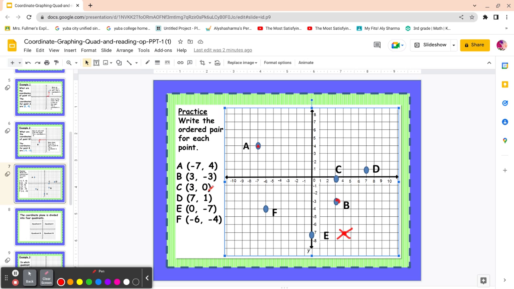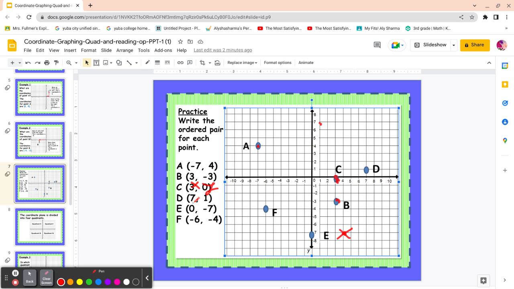3 and 0. Now that is kind of a different one, but you're going to look for it on the x-axis because the x is here. X is the first one. Y is the second number. So x, which is going to be 3 here, you're going to go to C. This is precisely where 3, 0 is, and then 7, 1 is going to be somewhere right here.